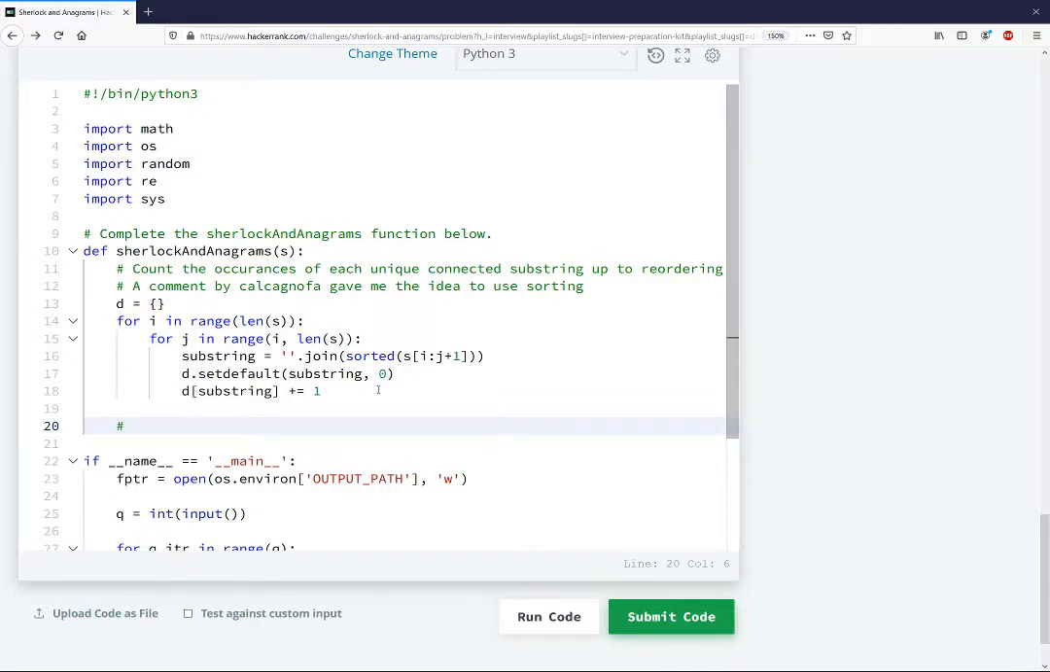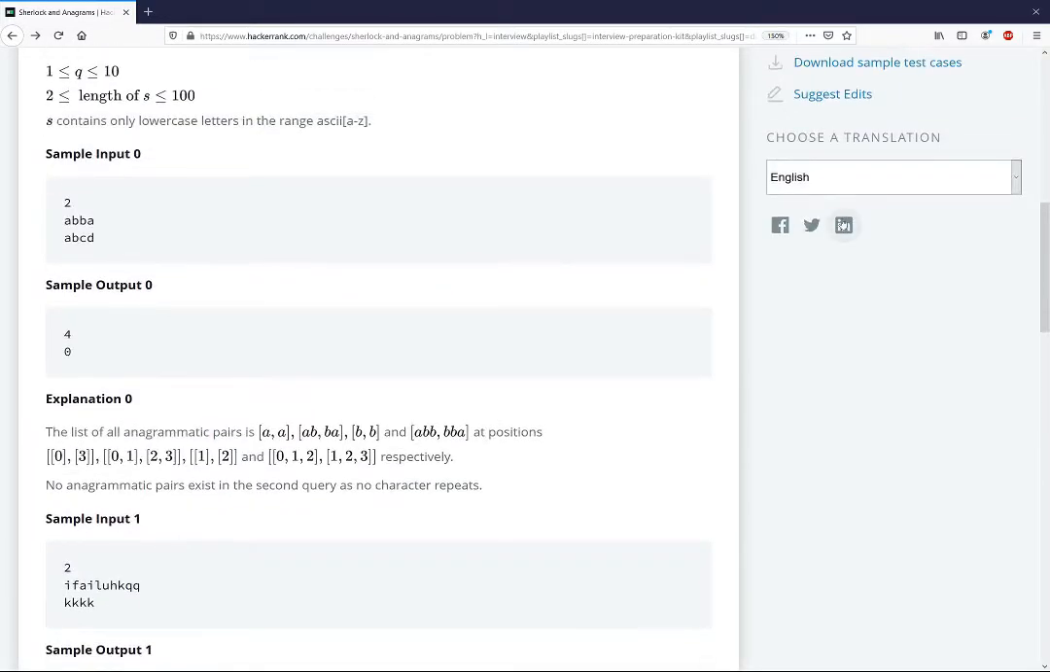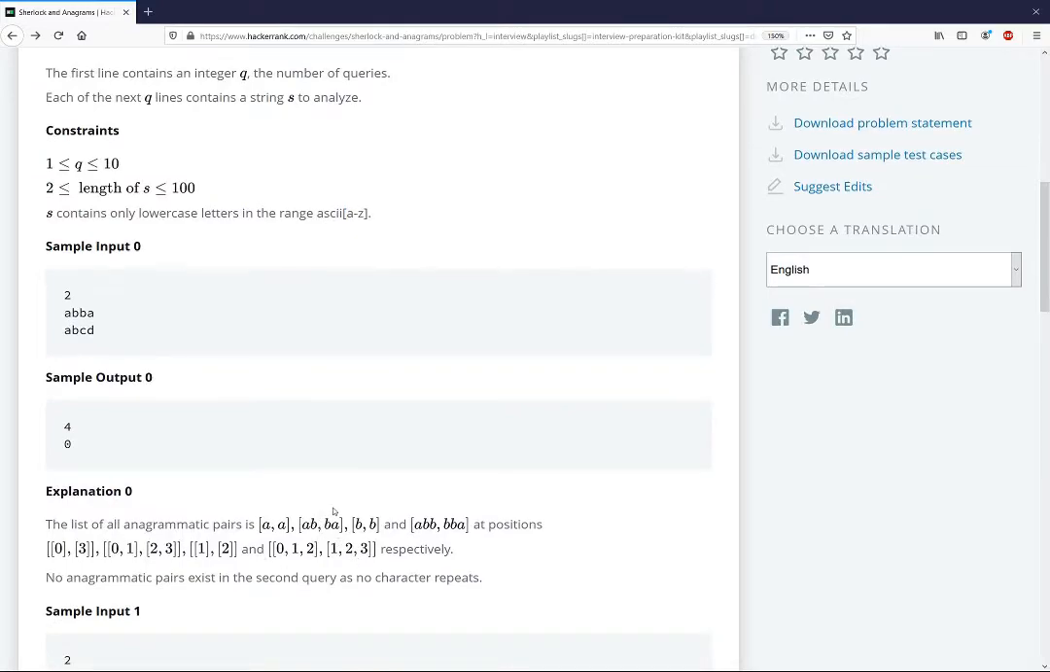occurrences of each substring. So basically what would happen in this dictionary, for example, if we look at the ABBA example, is AB and BA would both be stored in the dictionary under AB, and its count would be 2. So that's how the dictionary works. It takes all the connected substrings, orders them, and counts the number of times that they occur.